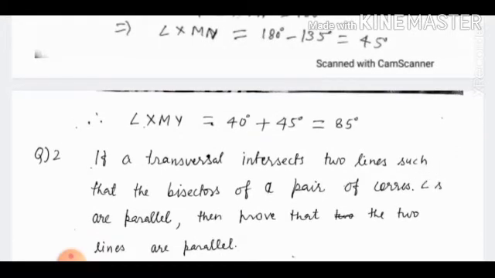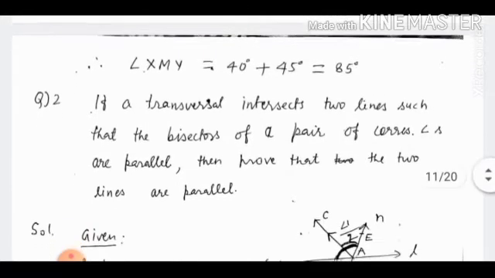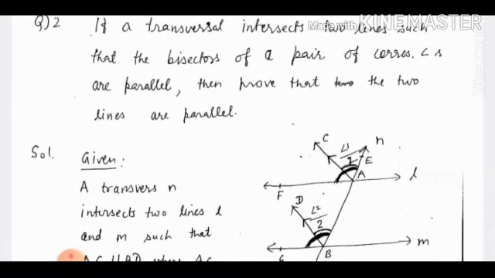Now the next question: if a transversal intersects two lines such that the bisectors of a pair of corresponding angles are parallel, then prove that the two lines are parallel. See the diagram. Here the transversal N intersects the lines L and M such that the bisector of a pair of corresponding angles. Here the pair of corresponding angles is angle EAF and angle ABG.